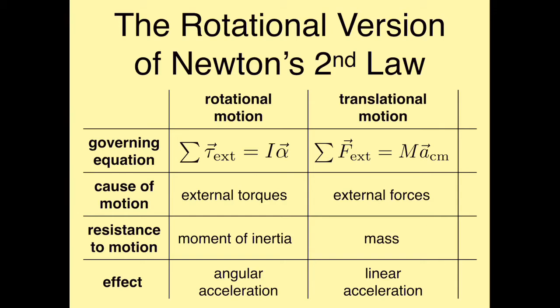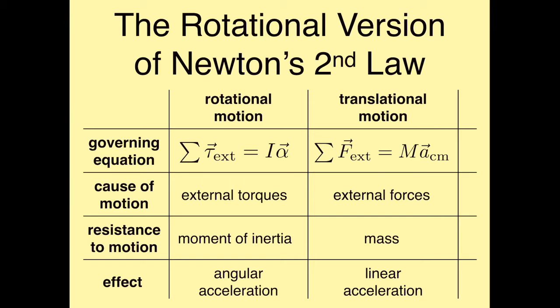And then what's the effect? If you exert a torque on something, what's the effect of that? Well, you get angular acceleration. You cause the object to start accelerating in terms of its rotation. When it comes to translation, if you exert a force on something, what's the effect of that? You cause it to start accelerating. Okay, so I hope you can see the similarities between these two equations and appreciate how they're related.